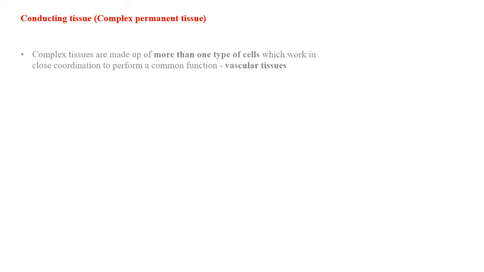Conducting tissue, complex permanent tissue. Complex tissues are made up of more than one type of cells which work in close coordination to perform a common function. These tissues are also called vascular tissues, which provide a channel for movement of water and dissolved minerals up and down the plant. The main complex tissues in vascular plants are xylem and phloem.